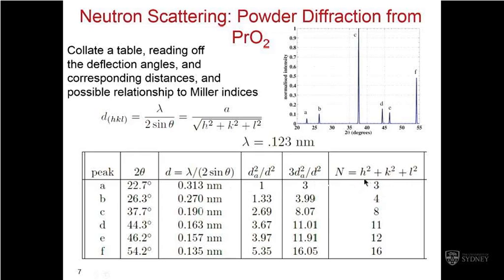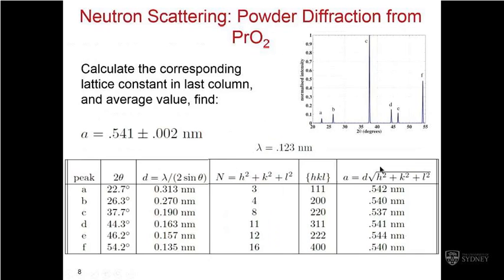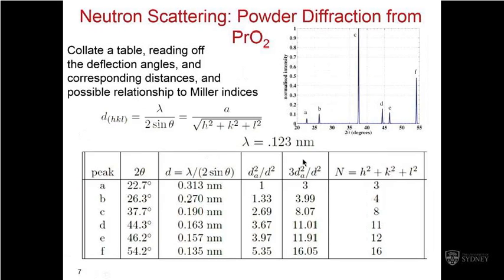So, let's see. Once we have determined, we're trying to determine the HKL. That's what we're trying to do. And we know the HKL are related in this way to the interplanar spacing d.